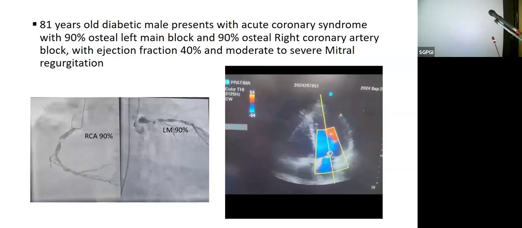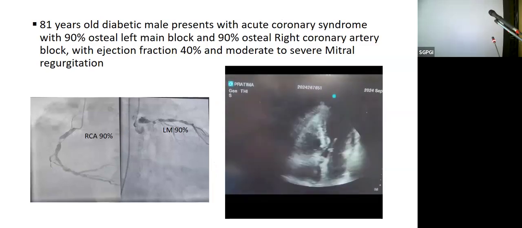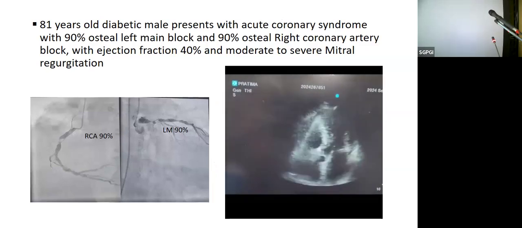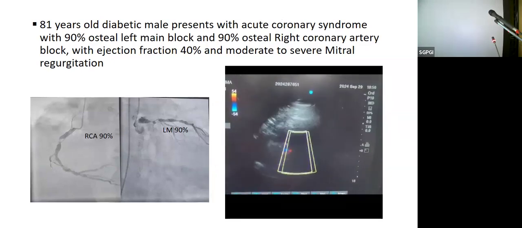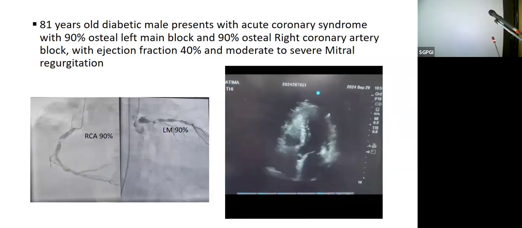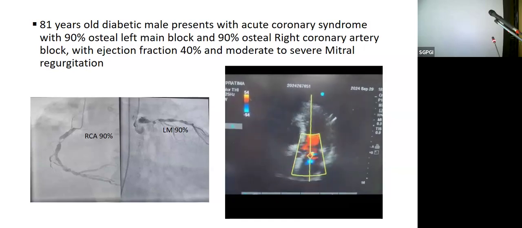This was the echo. As you can see, all orange and red shades into the left atrium. So the patient was having an ejection fraction of nearly 40% and moderate to severe MR. So these are very challenging conditions for a surgeon to operate. And see, operating is not important. The outcome is always important.